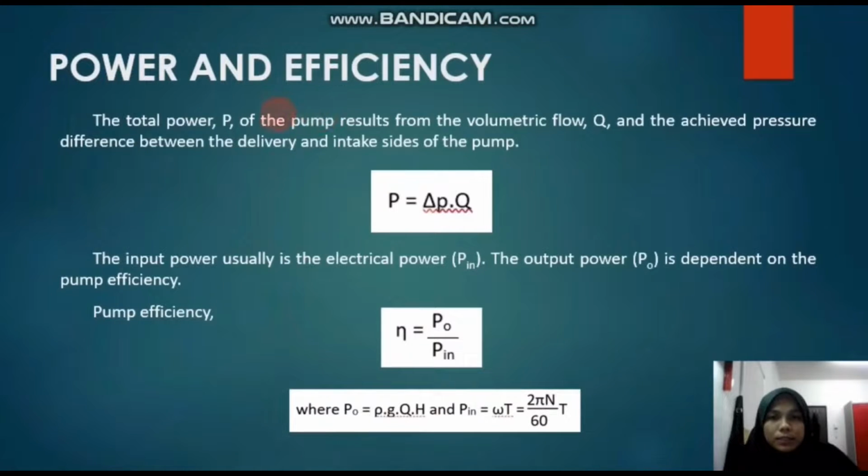Next is power and efficiency. The total power P of the pump results from the volumetric flow Q and the achieved pressure difference between the delivery and intake sides of the pump. So basically, the power of the pump can be obtained from the product of the achieved pressure difference and volumetric flow Q. The input power, P in, is usually the electrical power, and the output power, P out, is dependent on the pump efficiency. So the pump efficiency equation gives us this form, which is P output divided by P input, where P output can be obtained from this equation and P in can be obtained from this equation.